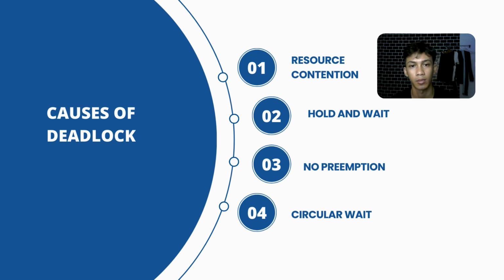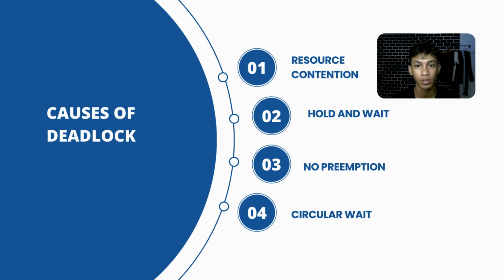Okay, my next slide is about causes of deadlock. There are four necessary conditions for deadlock to occur: resource contention, hold and wait, no preemption, and circular wait. Number one is resource contention. Resource contention occurs when the resources required by a process are not available. Then hold and wait: hold and wait happens when processes hold resources while waiting to acquire other resources.